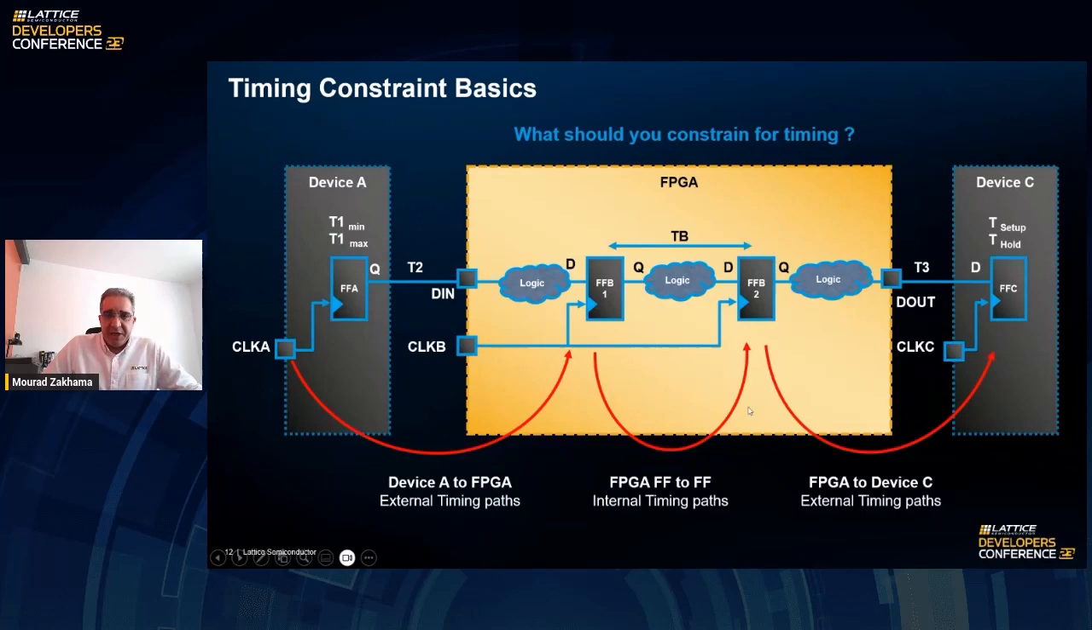Then we have the internal paths, obviously. Any flip-flop to flip-flop connection within the FPGA needs to be constrained. If you have a single clock domain, this is very simple, but if you have multiple clock domains, you need to make sure that you constrain all the different clock domains. And obviously the output path, or the external timing path, for any signal that is being driven from the FPGA to an external device.